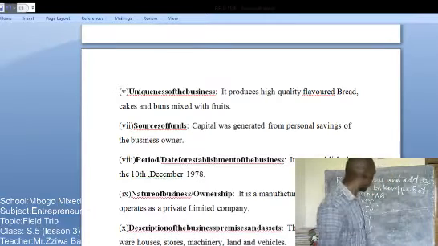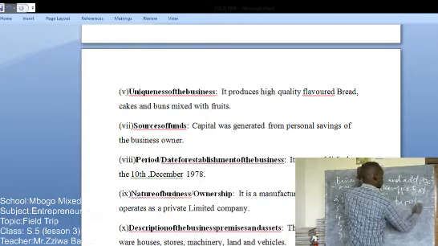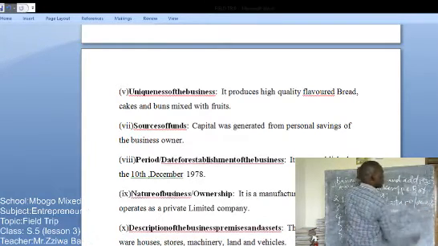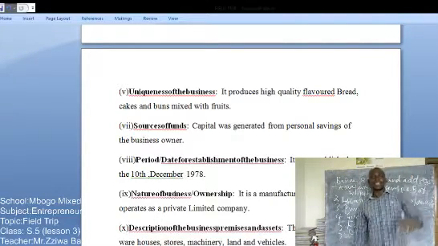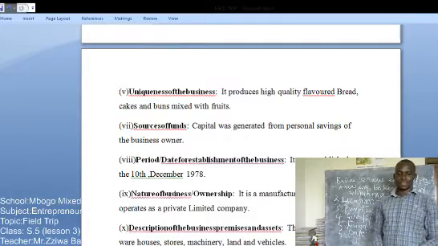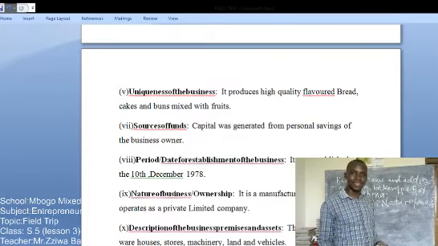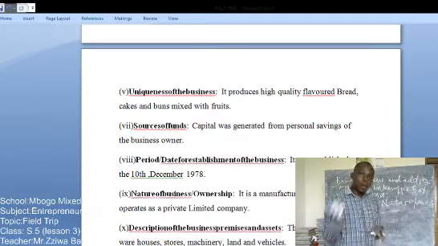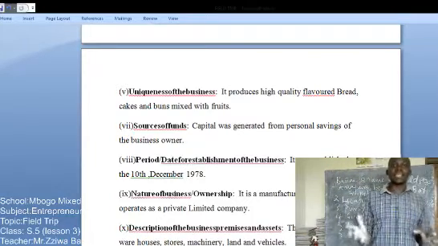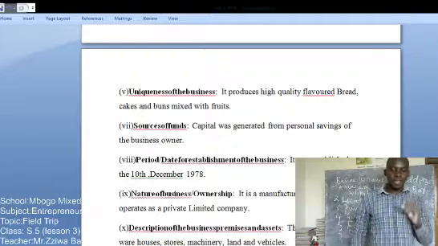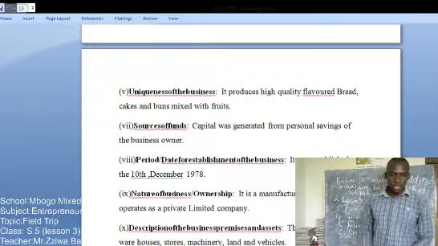Then we have nature or ownership of the business. You can start by saying it is a manufacturing business and operates as a private limited company. Manufacturing but operating as a private limited company. That is enough as far as nature of business or business ownership.